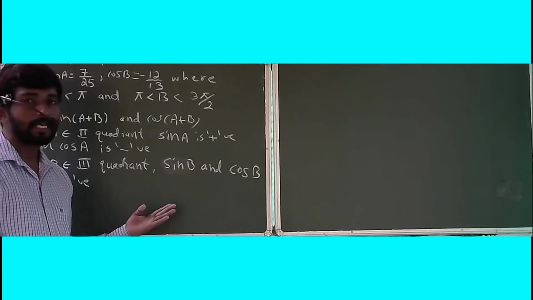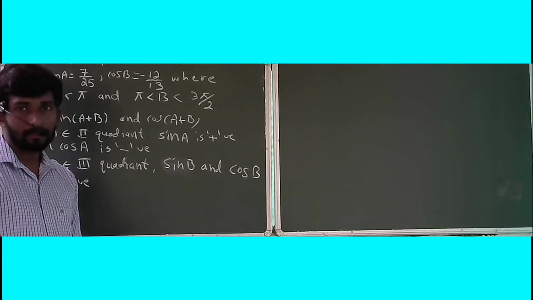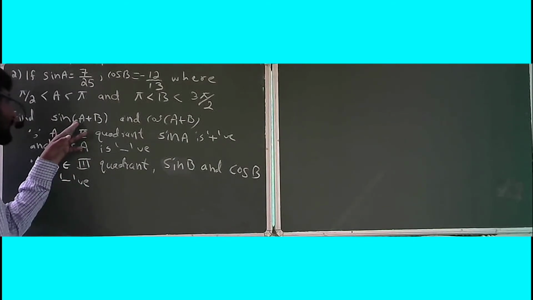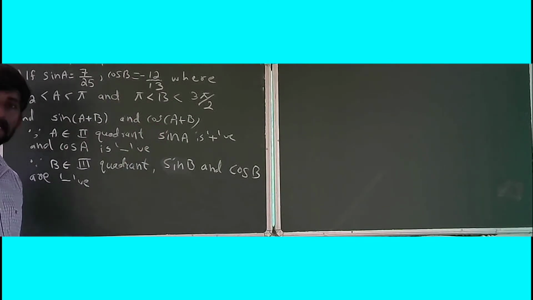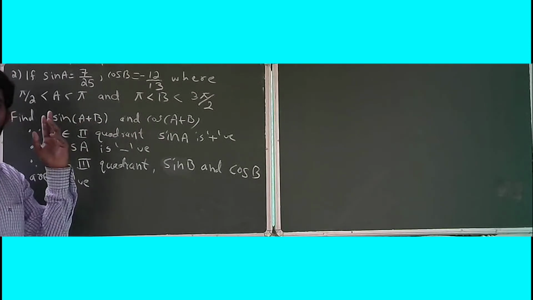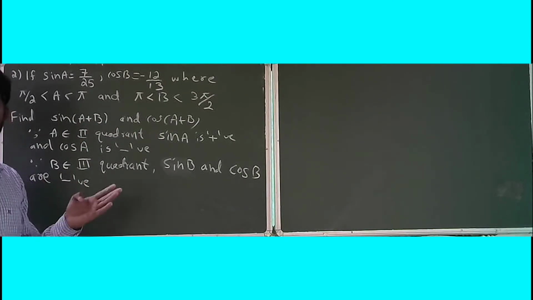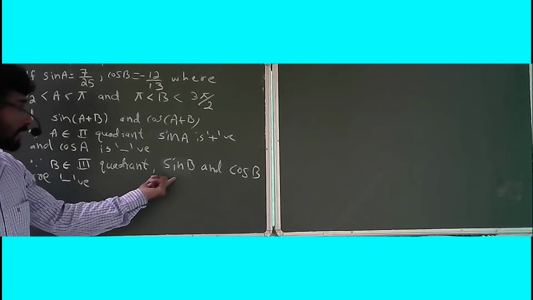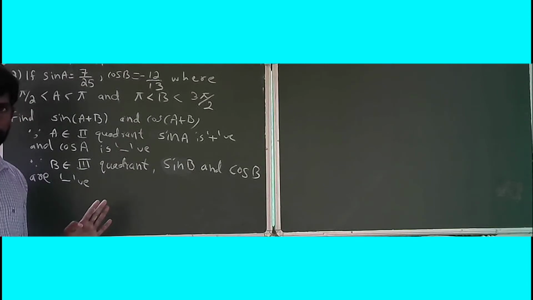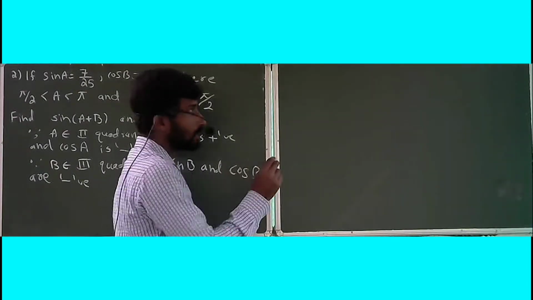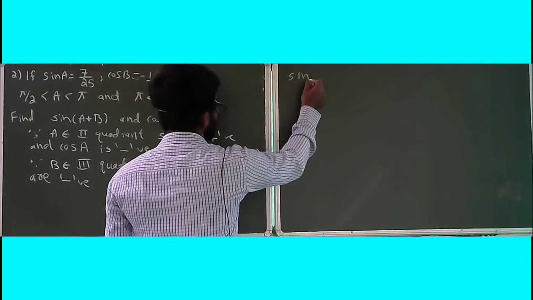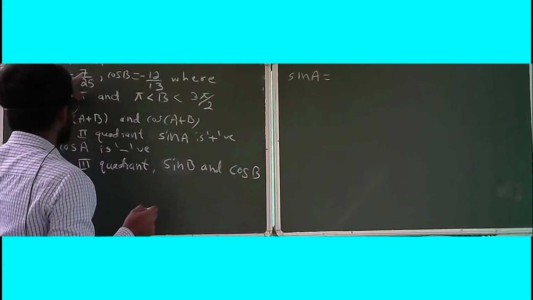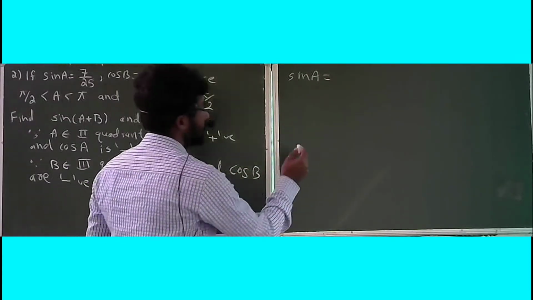We want only sine and cos values, right? Why? Because you need to calculate sine of A plus B as well as cos of A plus B. If you apply the formula, you will get only 4 values, that is sin A, sin B, cos A, cos B. That's why you are writing only sin A, sin B and cos A, cos B. Okay. Now see, sin A is equal to 7 divided by 25, as given.